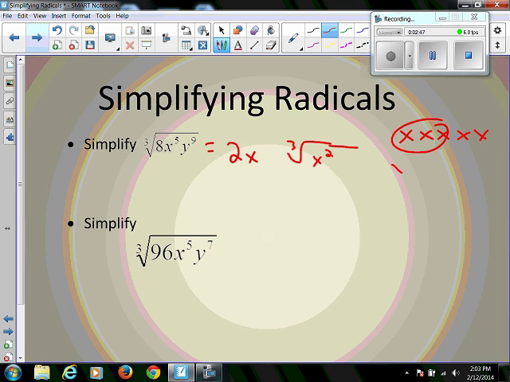Y to the 9th. Groups of 3, I have 3 groups of 3, so that's y cubed. It goes outside, and I have none remaining. Remember to check using your calculator.